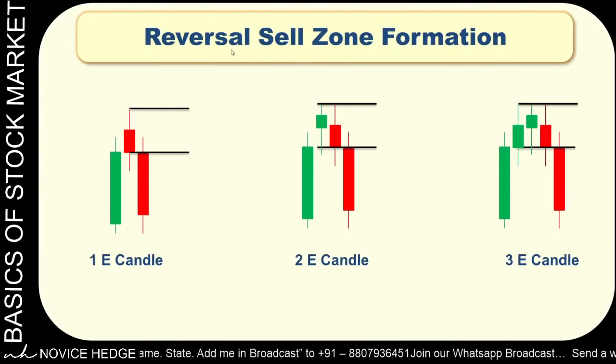Now the reversal sell zone formations. Here we have the first E candle, second E candle, third E candle. As the number of E candles increases, the time spent in the particular zone is higher, so there is a probability that orders would have been fulfilled. If the institution's requirement is 10 lakh quantities, there is a chance that out of 10 lakh, 5 lakh quantities would have been consumed if there is only one candle. If there are two candles, there is a chance that 7.5 lakh quantities would have been sold off. If there are three candles, there is a probability that 90,000 quantities would have been sold off. So it is always suggested to take it on the one or two, and not go more than that. But three is okay.